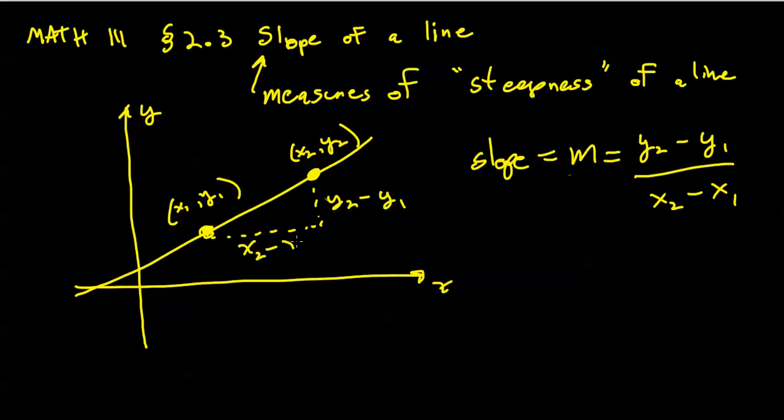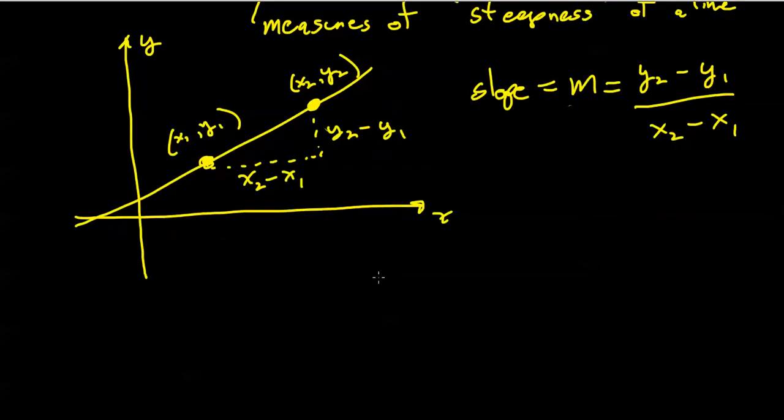Similarly, the difference in the x coordinates can be visualized as the horizontal distance between those points in the xy plane. Now I can indicate that the difference in y coordinates, I could call that the rise between any 2 points on the line, and similarly I can indicate the difference in the x coordinates is the run between any 2 points on that line.